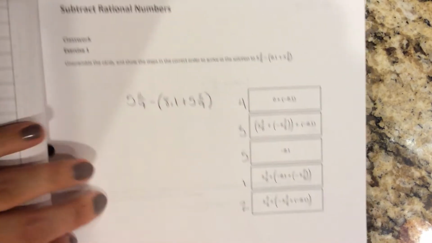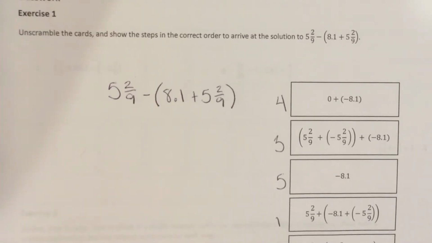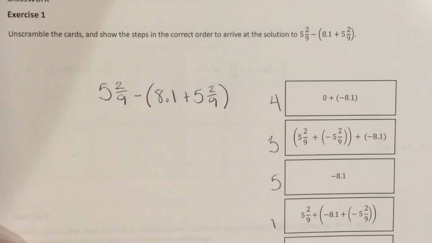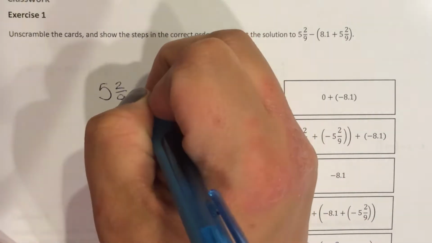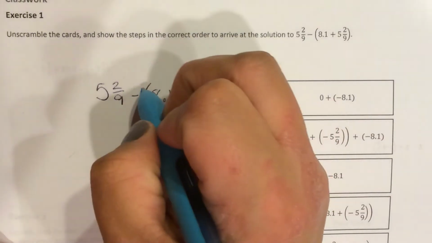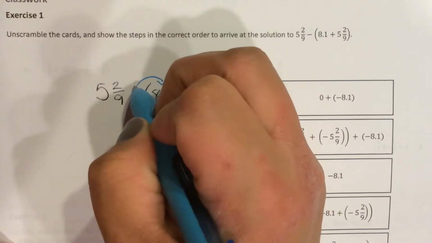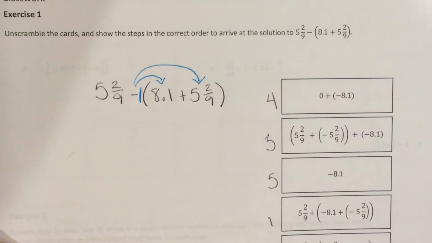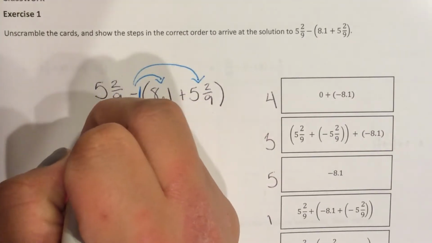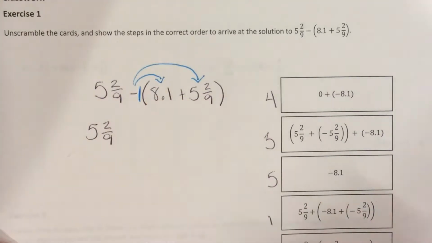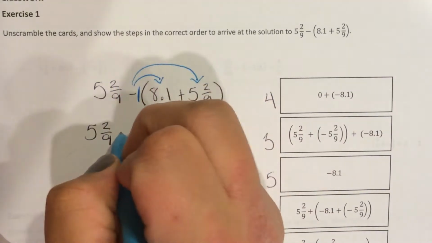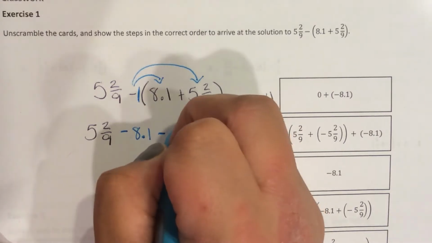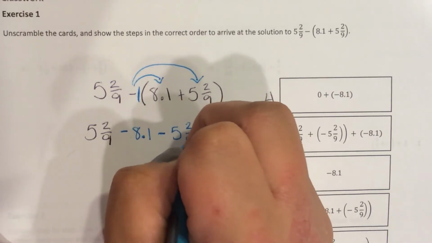I know that you learned the distributive property in 6th grade, so I'm going to approach it from that angle. I'm going to pretend like there's a -1 here, and I'm going to distribute that to each of these numbers on the inside. When I do that, this 5 2/9 stays right where it is because nothing about that number changed. This becomes -8.1, and this becomes -5 2/9.